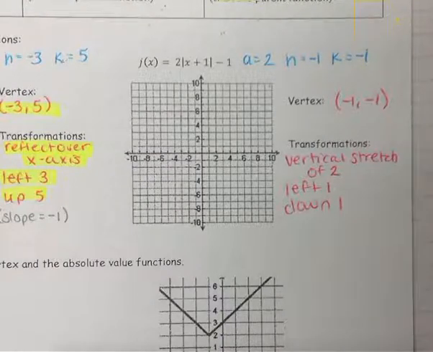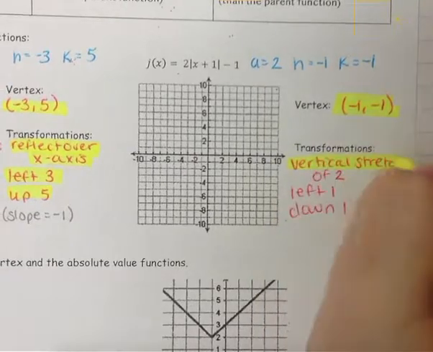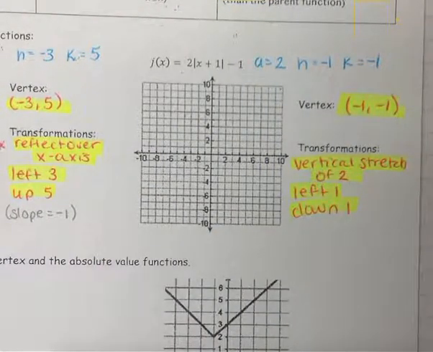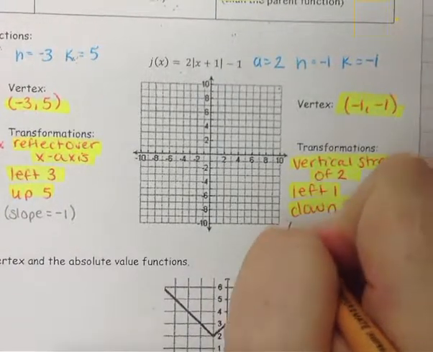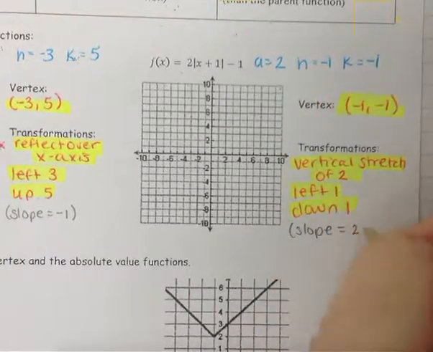We also, again, want to know what our slope is because that will help us if we don't have a graph. Because, again, these are basically lines that are forming, or technically they're rays. So on here, your slope is equal to a positive 2.